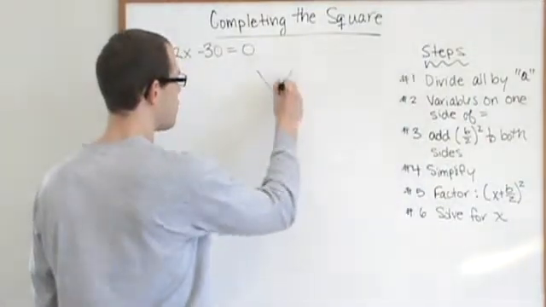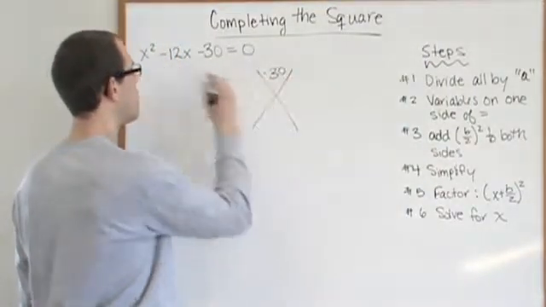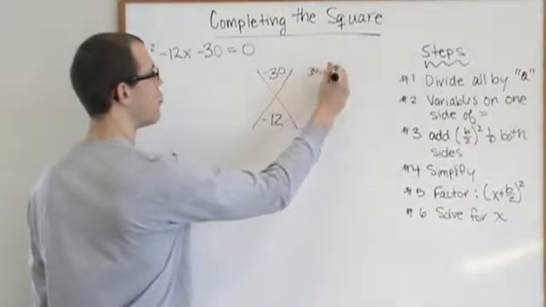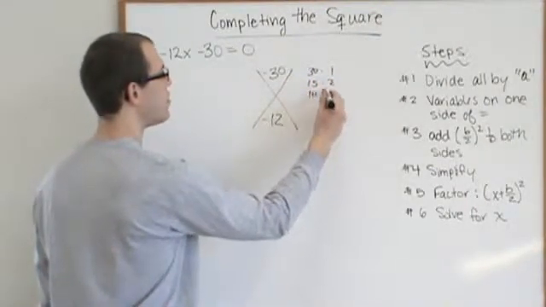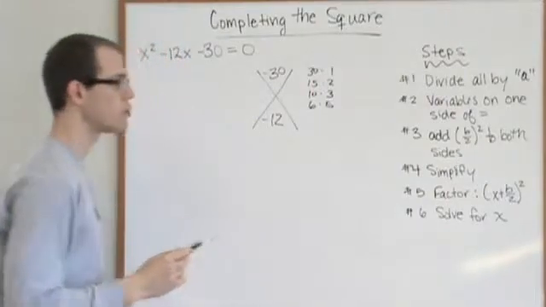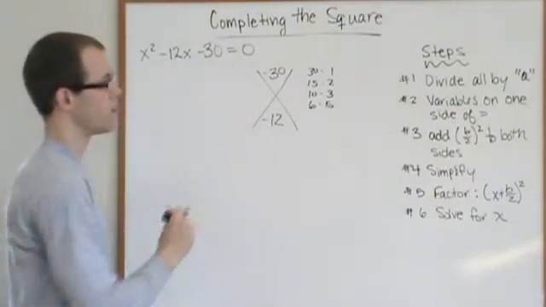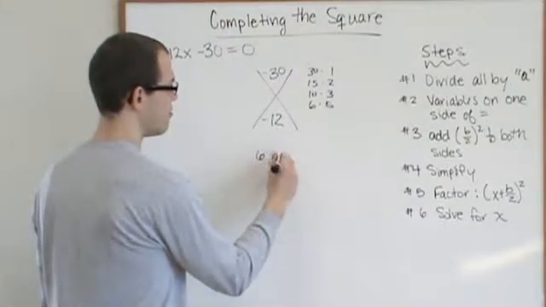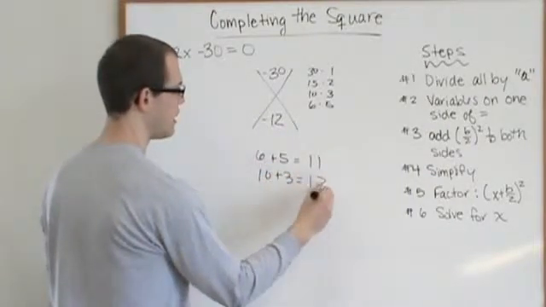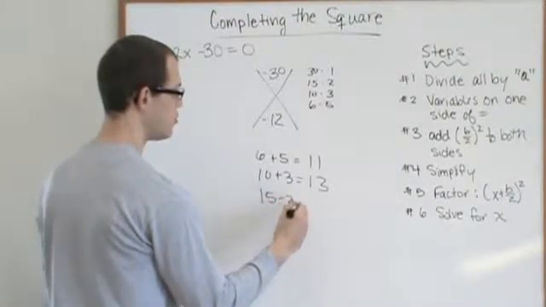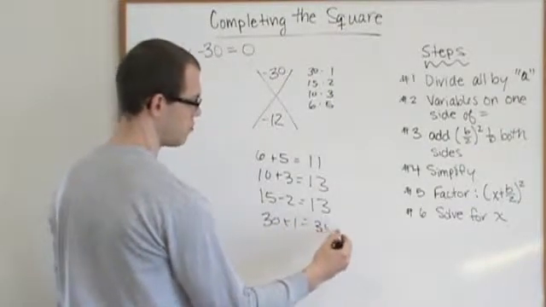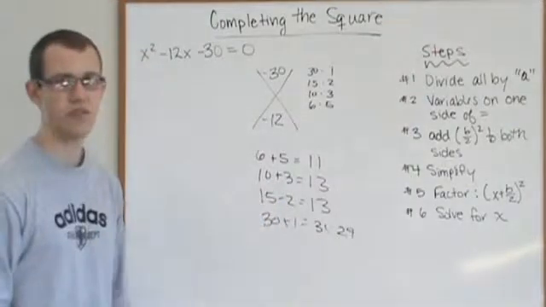So start with my diamond, put my c value on top, my b value on bottom, list out what my factors are for the top, which would be 30 and 1, 15 and 2, 10 and 3, and what's another one? 6 and 5. So we're looking for ones that have a difference of 12. Well, if you add 6 and 5, you get 11, not quite. If you add 10 and 3, you get 13, not 12. 15 minus 2 equals 13 again, and 30 plus 1 or minus 1, that's just going to give you 31 or 29. None of these add up to 12.